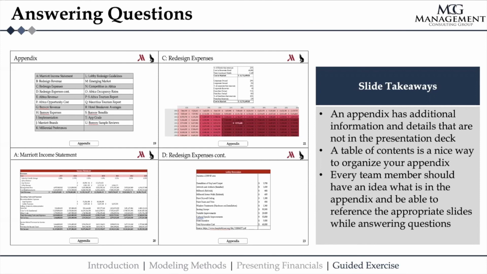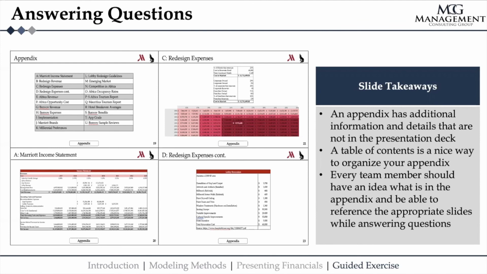Each team member should really have an idea of what is going on in the appendix and be able to speak to all of the slides while answering questions. This additionally could be a great resource to back up your thought process while you're answering a question. Maybe you did some of the calculations a little while ago and you need that refresher. It can help you in that talk-through process.